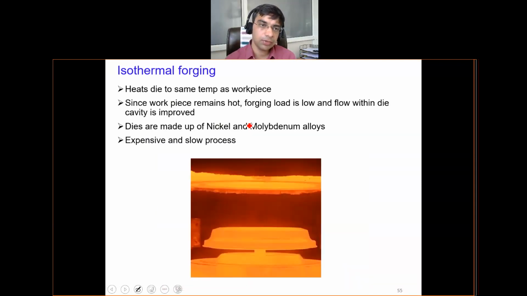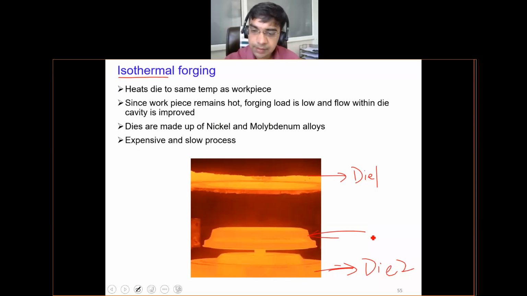Next is the isothermal forging process. Isothermal forging is a name given where the temperature of the die and workpiece is the same. So here this is die 1, this is die 2, and in between is the workpiece. You will see that the temperature is brought to almost the same level for all these three components. That is why the name isothermal is given. The word isothermal indicates that the temperature is the same.